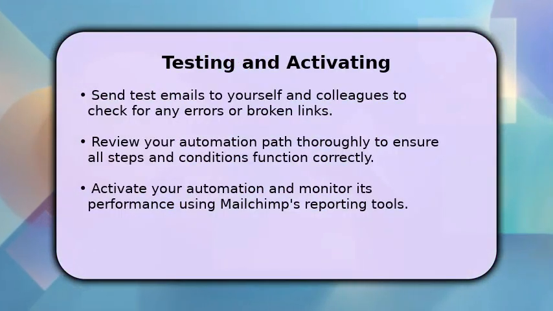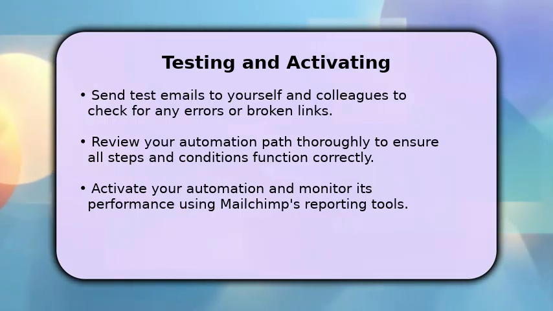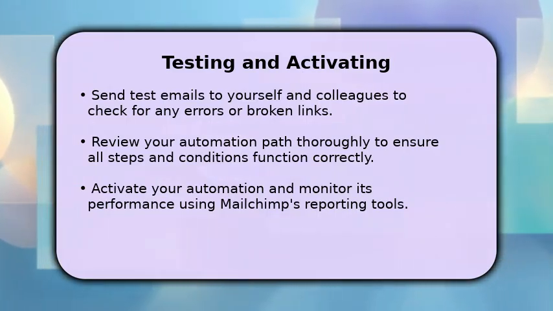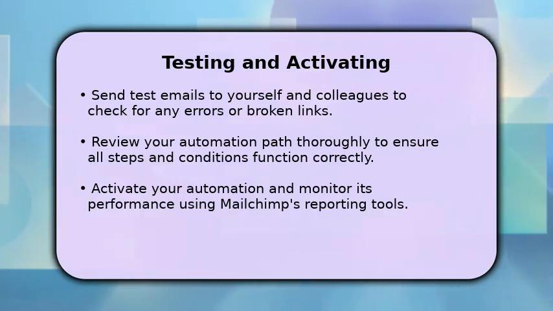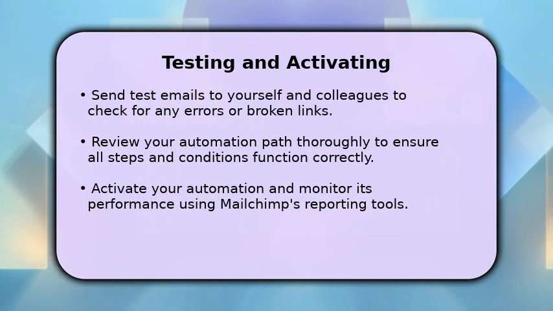Finally, before launching your automation, thorough testing is absolutely essential. Send test emails to yourself and a few colleagues to meticulously check for any typos, broken links, or formatting issues. Carefully review the entire automation path to confirm that all steps, delays, and conditional logic are functioning exactly as intended. Once you are confident, activate your automation. Remember to regularly monitor its performance using Mailchimp's robust reporting tools to make data-driven adjustments and optimize your results over time.